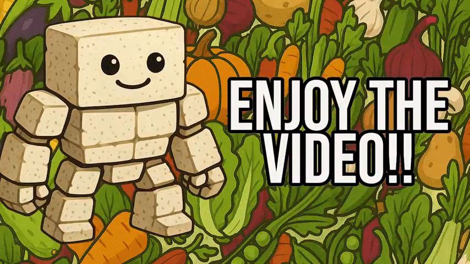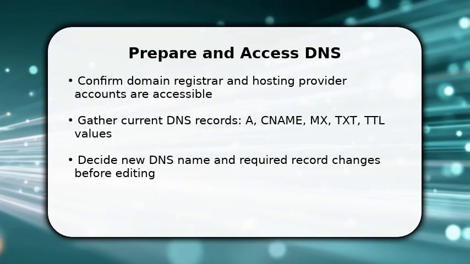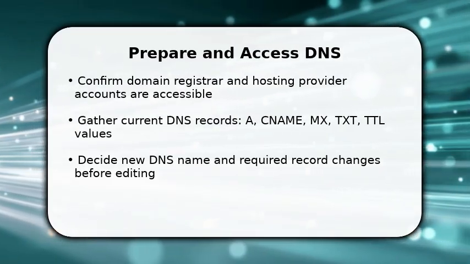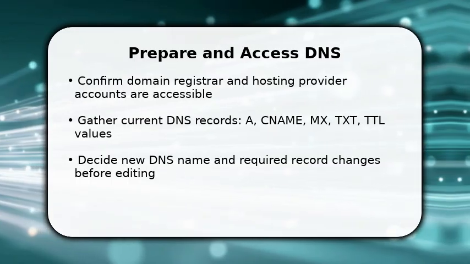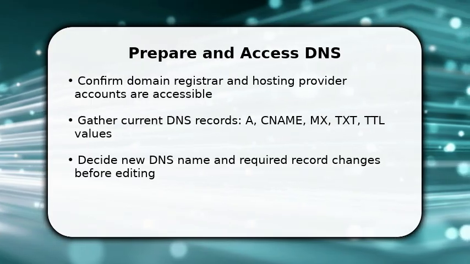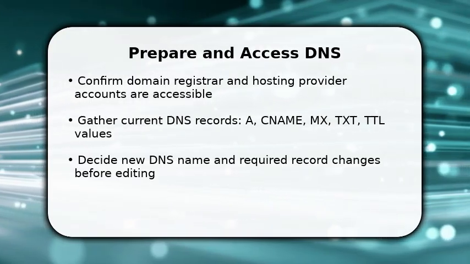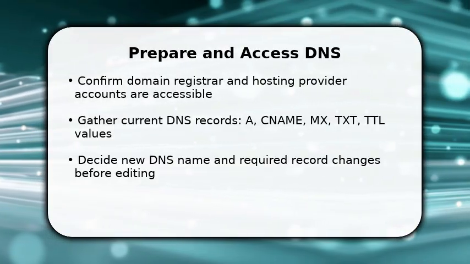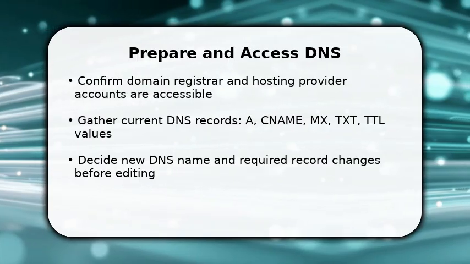Please enjoy the video. You start by signing into your registrar or DNS provider. This gives you control over records. Once logged in, view the existing A, CNAME, MX, and TXT entries so you don't lose settings. Make sure to note TTL values because they affect propagation time. While you have access, back up current records as a screenshot or export.